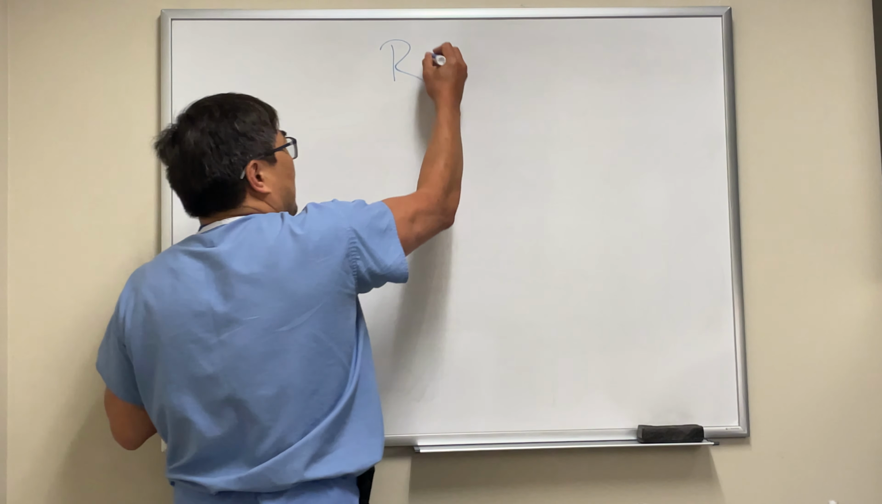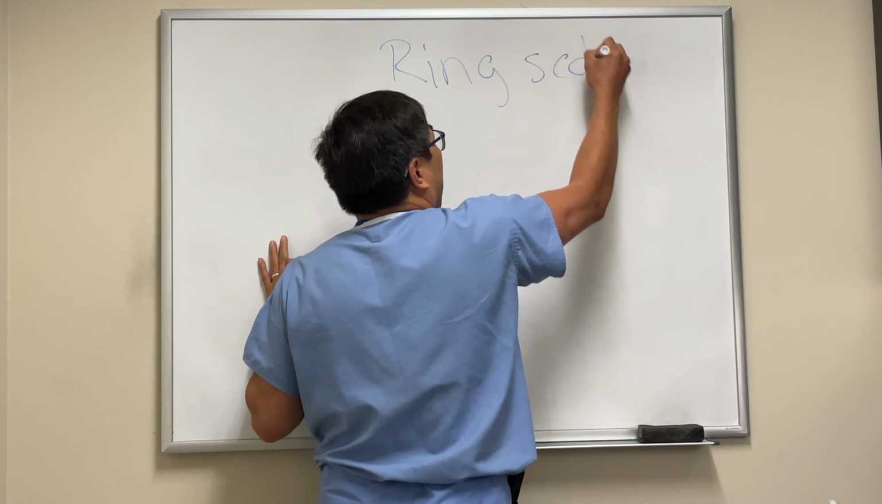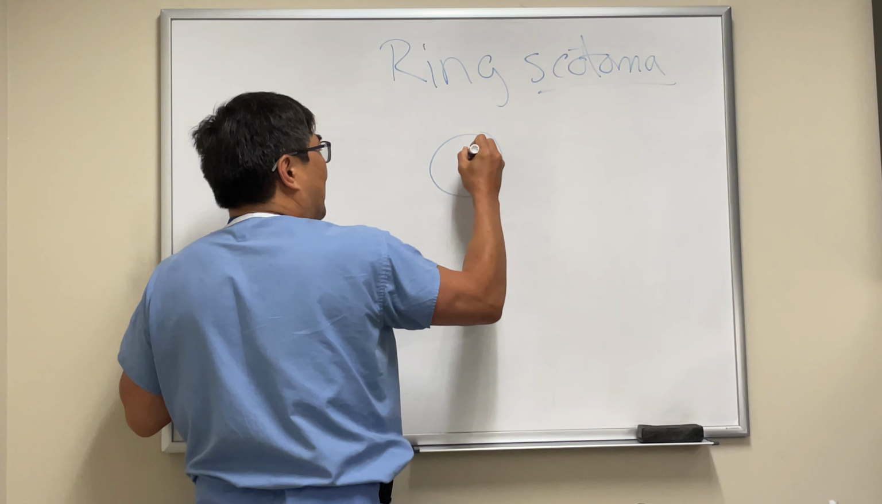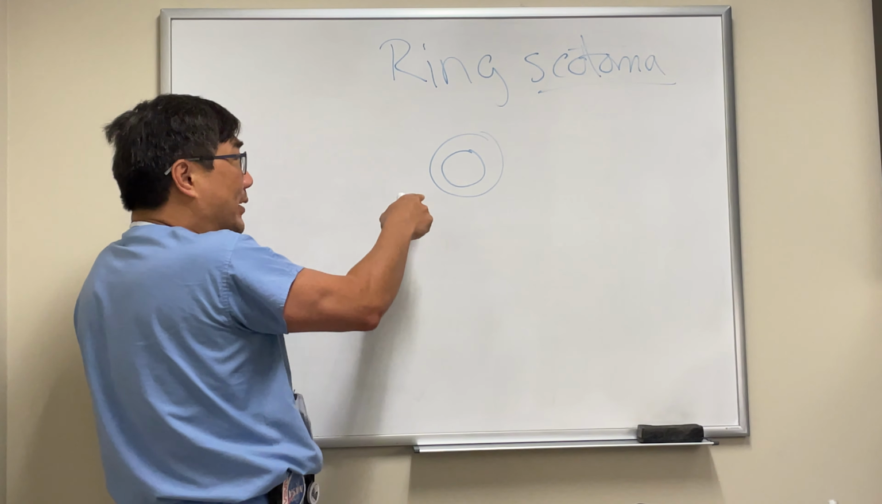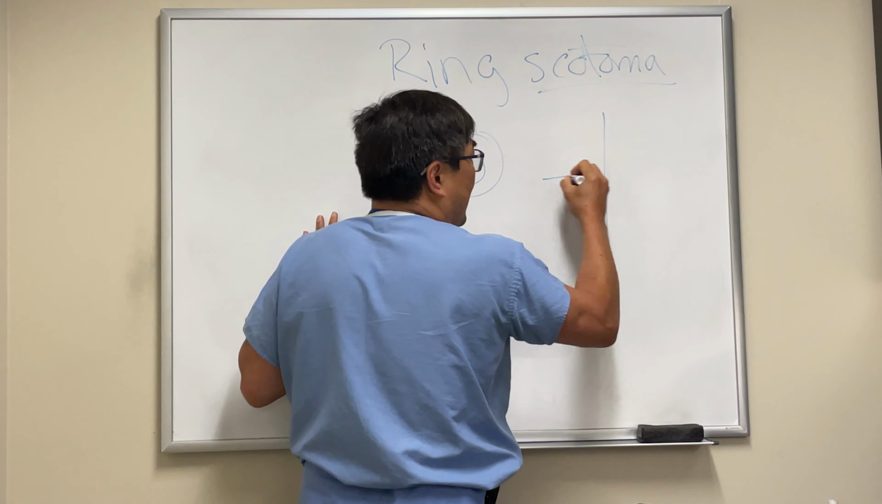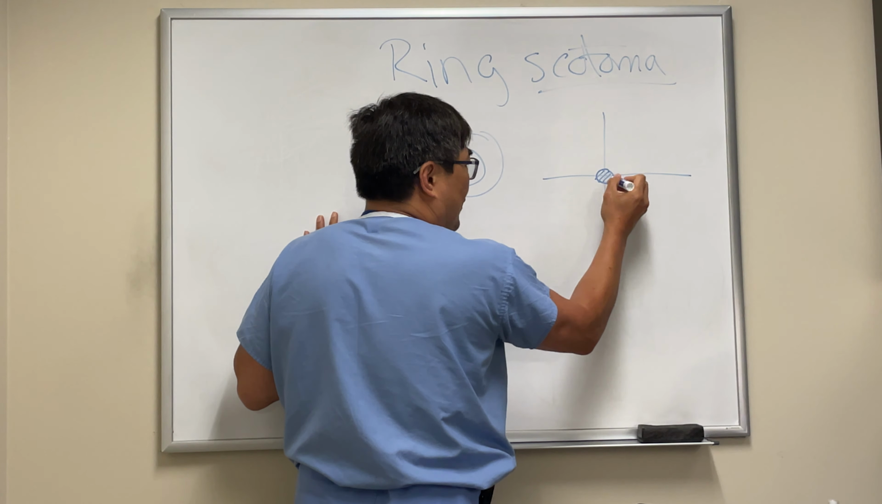So we're going to talk today about the ring scotoma, and scotoma just means a visual field defect. The ring scotoma is called that because it's a ring. You can put your finger through the center part of the ring scotoma. And so in automated perimetry, this center part will be preserved, and so their acuity might be good, like 20/20. But the field defect will be a ring.